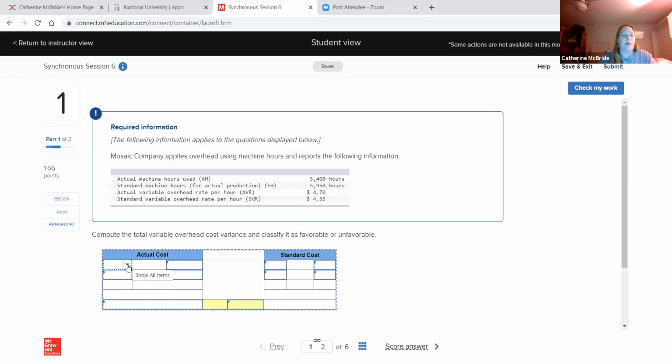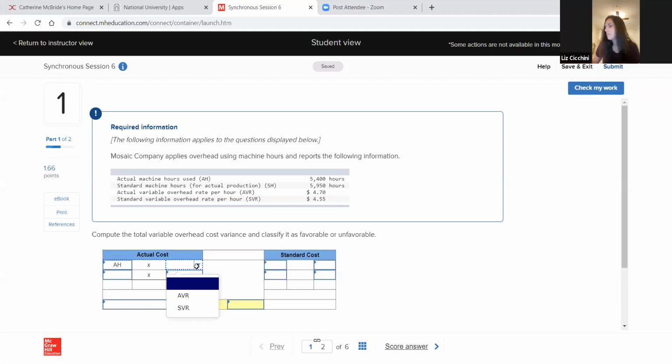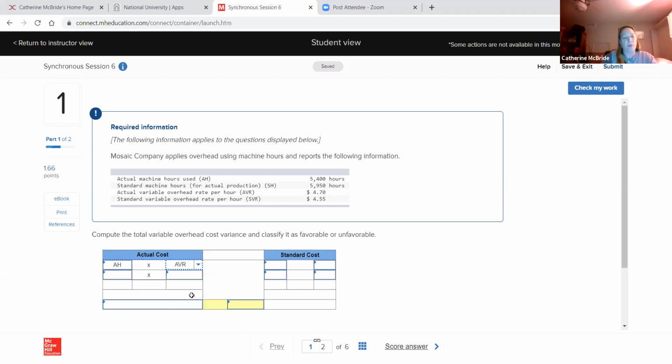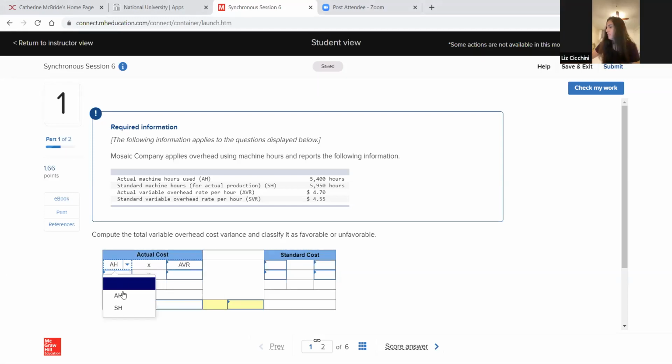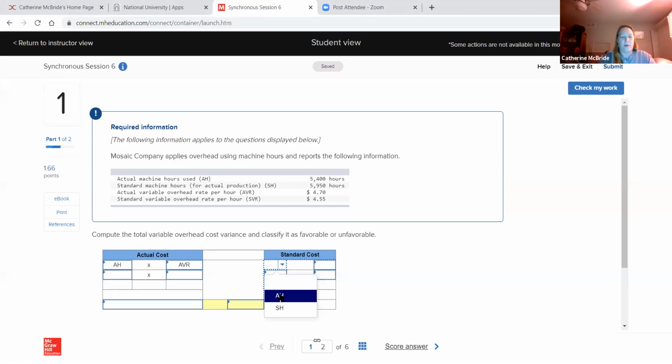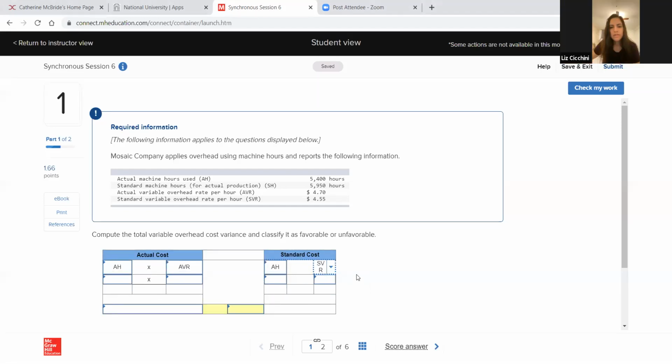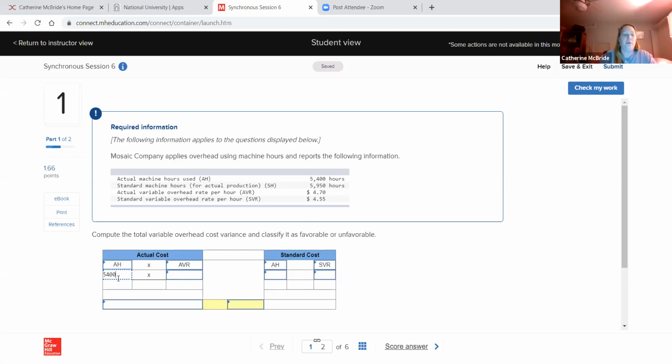So we have our actual, and we're doing overhead. So actual overhead times actual variable, and then standard, and then actual overhead by standard. Okay, is a standard, right? A standard, yep. Actual. No, this one's actual, this is standard. Oh, that's right. Because we're comparing the cost. All right, so the actual machine hours used were 5,400. So we actually used 5,400 hours.